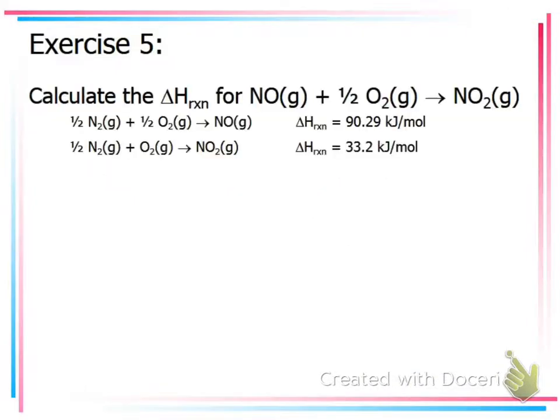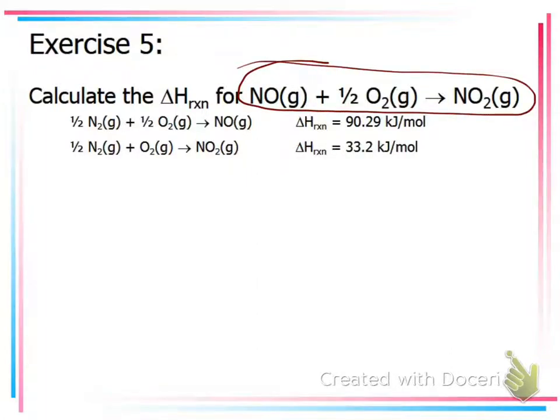So let's do another one. Again, we're trying to get to this equation. So we're going to call this equation 1, equation 2. Right now, the first thing I see is NO is a reactant, and in equation 1, NO is a product. So what do I need to do? I'm going to reverse it. Okay? And then if I look at equation 2, I've got NO2 as a product. So I'm good. I'm going to leave it alone.